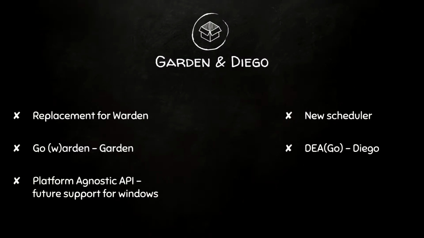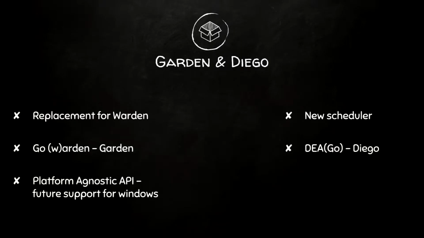So what were Garden and Diego, right? Before that, with Warden, we had one big team that was dealing with the API, the scheduling, and the container runtime. And it was getting too crazy for one big team to handle. So the team was split, and 2 new teams were created. There was the Garden team that would be responsible for the container technology, and the Diego team that was the scheduler. So Garden is a replacement for Warden. It's pretty much Warden written in Go, so they call it Garden. And Diego is the DEA written in Go, and they call it Diego.